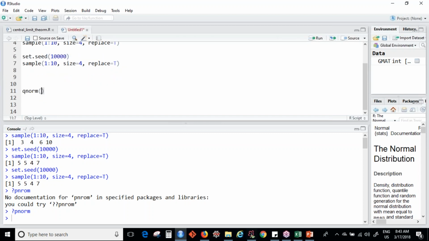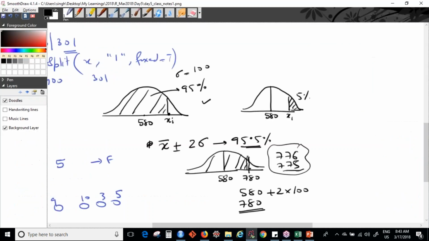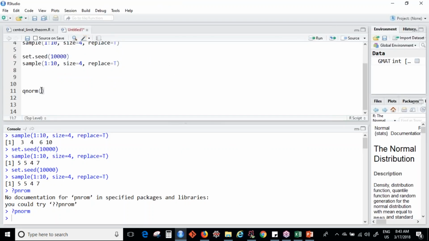Okay. So let's say I will follow the first approach. I'll follow this approach now to find the answer. In this approach, I want the left hand side area, right? I want the left hand side area. So I will give 0.95. My mean is 580. My standard deviation is 100. And I want lower dot tail is equal to true.